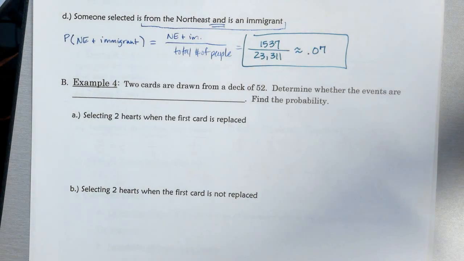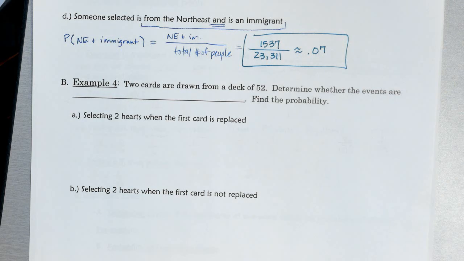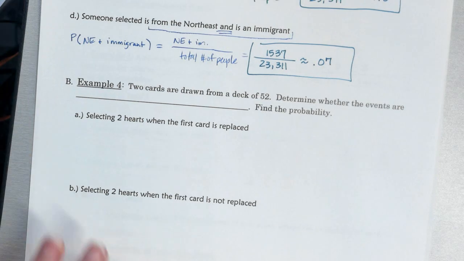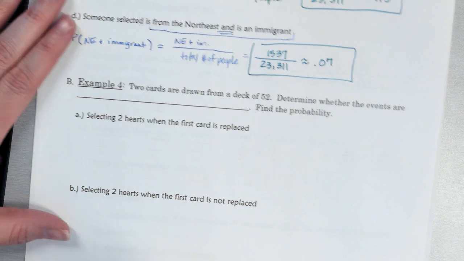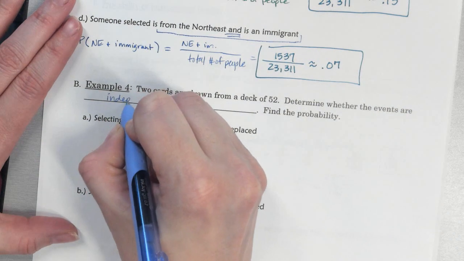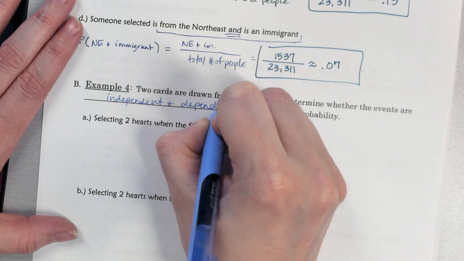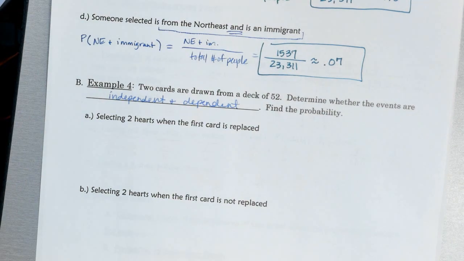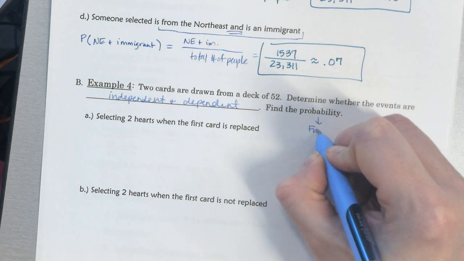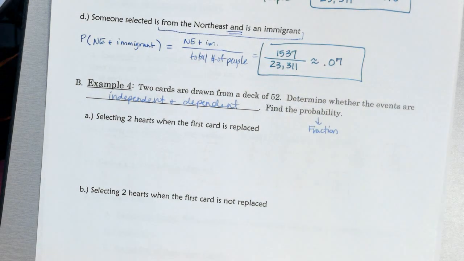All right, and then finally we're going to talk about some cards. So, 2 cards are drawn from a deck of 52. Determine whether the events are independent or dependent, because that's going to change how you calculate the probability, okay? And then for these, we're going to find the probability as a fraction. And just so you know, on your chapter test, most of them are going to be fractions, so you just have to make sure you reduce it.